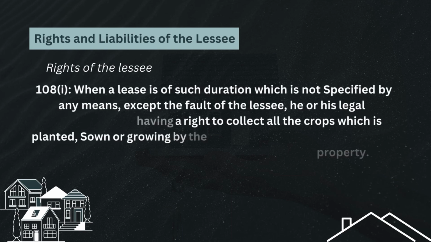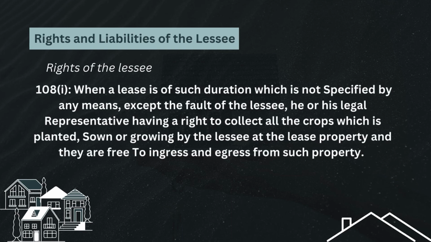Section 108 clause I: when a lease is of such a duration which is not specified by any means, except by the fault of the lessee, he or his legal representatives have a right to collect all the crops which are planted, sown or growing by the lessee on the leased property, and they are free to ingress and egress from such property.